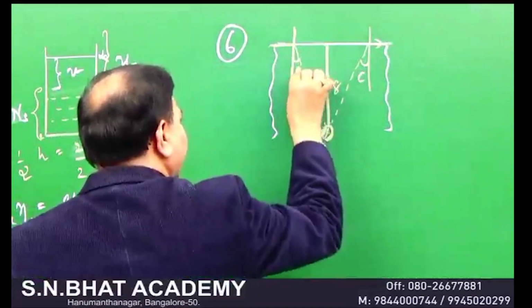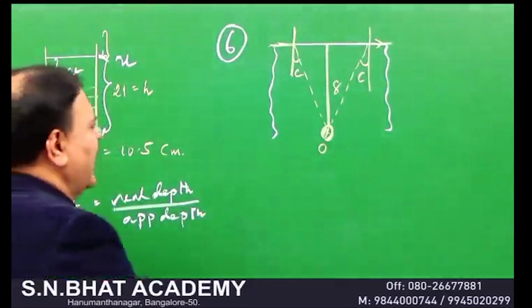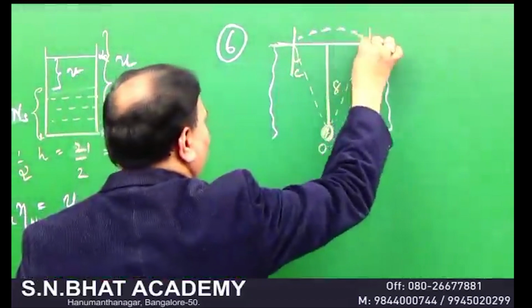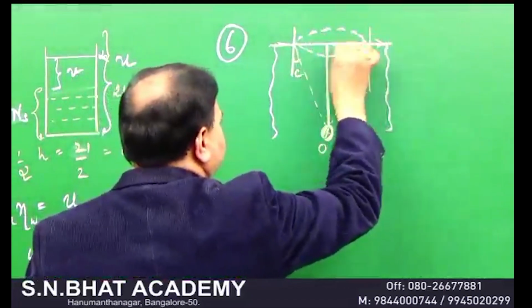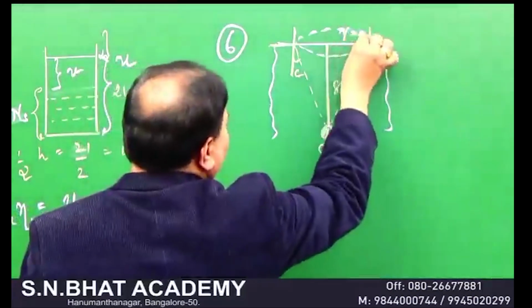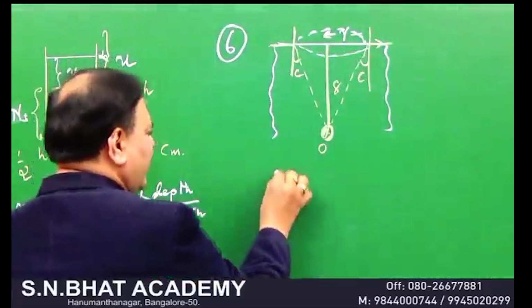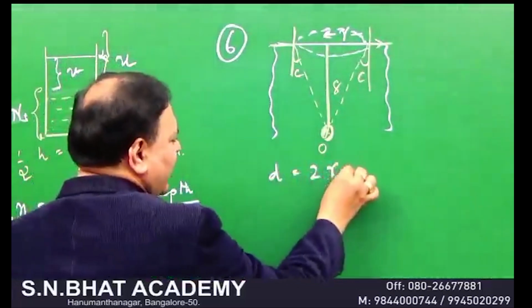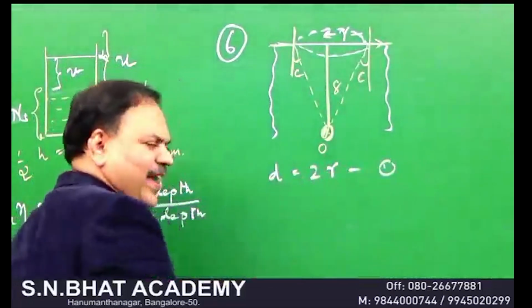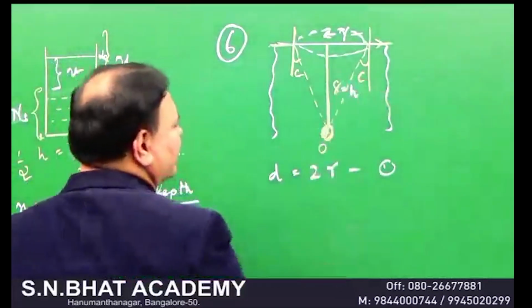For it to graze the surface, you must be knowing that the angle of incidence is the critical angle. Therefore, here you will get a cone. This is a cone you are getting. And you know that this is the radius of the cone. He is asking what is the diameter of that cone. You know that the diameter is equal to twice the radius. First you have to calculate the radius. And the height is equal to h.